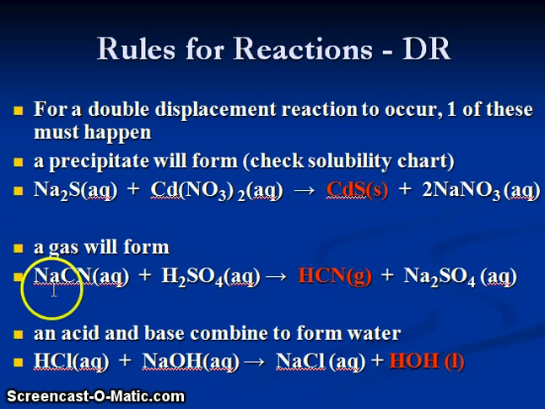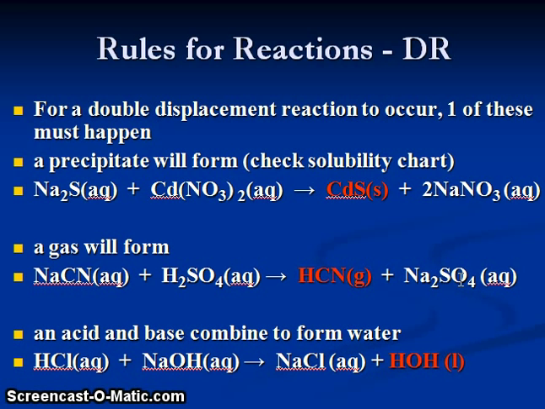This reaction involves a compound dissolved in water, sodium cyanide, and we have hydrogen sulfate or sulfuric acid, again, a compound dissolved in water. These will react to form hydrogen cyanide. This would be a gaseous material, and still dissolved in water would be the other product, sodium sulfate.